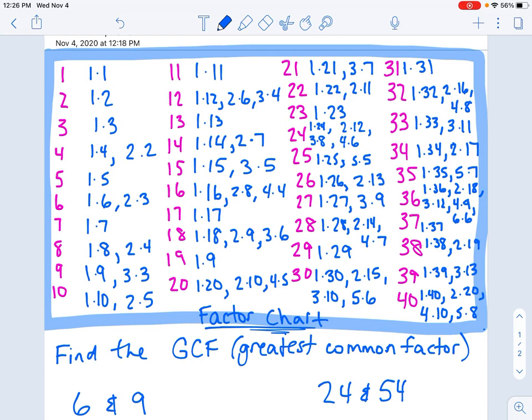So we are going to use these factor charts for what we're about to do, and they will help us figure things out. If you look, I just have the numbers in pink and then what multiplies to them over in blue. That is what the factor chart is.